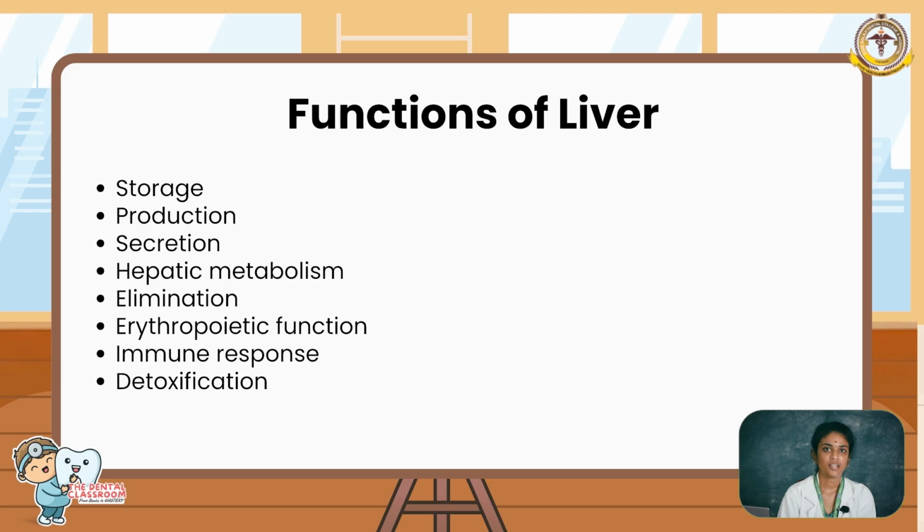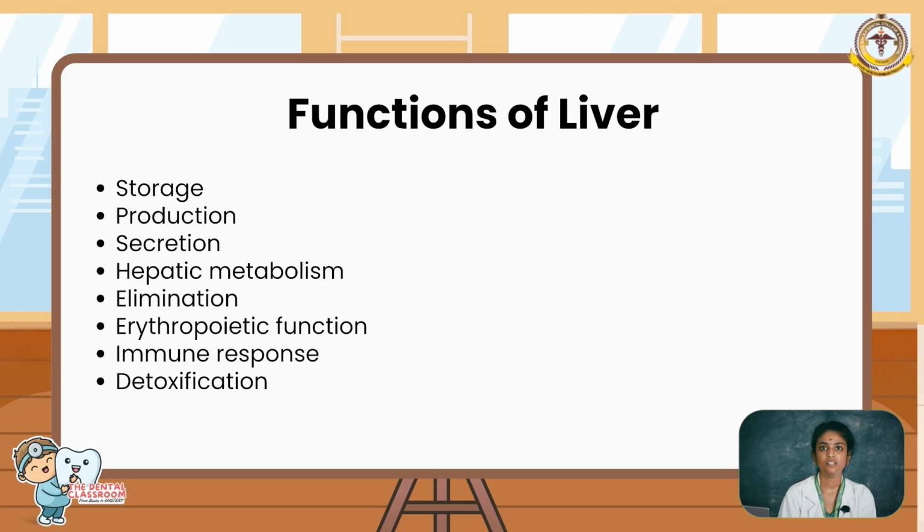Next, coming to the secretion, the liver helps in secreting bile acids, bile pigments, and lecithin. Hepatic metabolism consists of carbohydrate metabolism, fat metabolism, and protein metabolism. Next, coming to the excretory functions, the liver helps in excreting toxic substances like lead and arsenic. It also helps in secreting ingested drugs into the bile, and it helps in eliminating cholesterol into the bile.